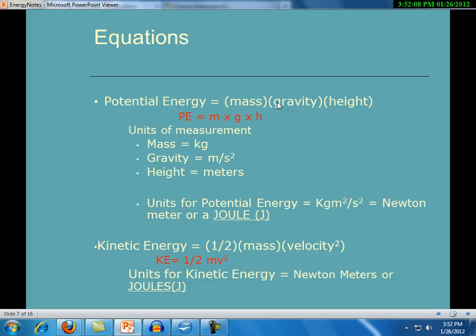Kinetic energy, again, has nothing to do with gravity. It has to do with the mass and the speed, and the way that we would define kinetic energy is one half mass times velocity squared. So you would put the mass here, you'd square the velocity here, and multiply the velocity squared times the mass times one half. Again, the units are joules. That's a big unit for energy.